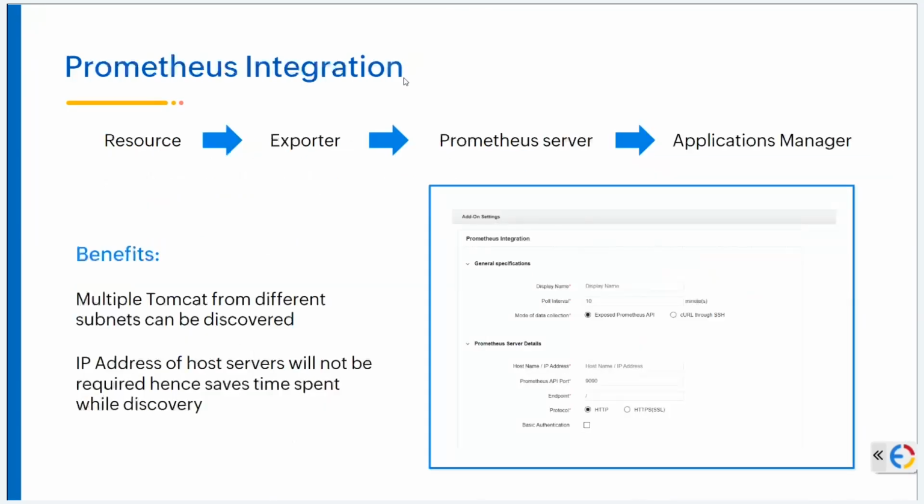As for the Prometheus integration, you can import all the Tomcat servers with the Prometheus integration in one go. You can also integrate it with OpenShift in Applications Manager.